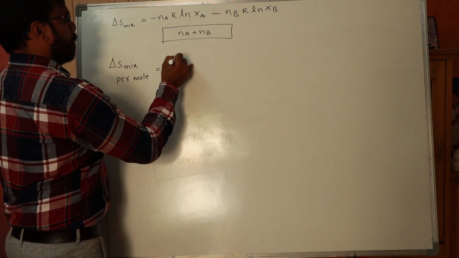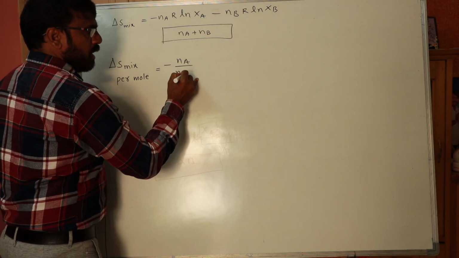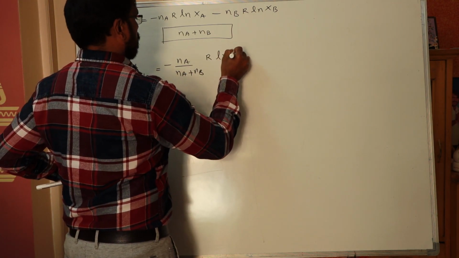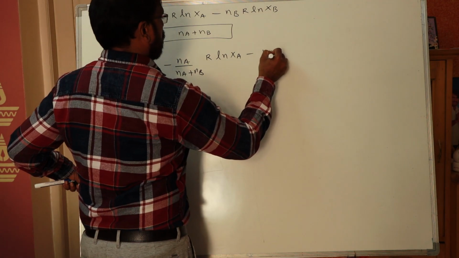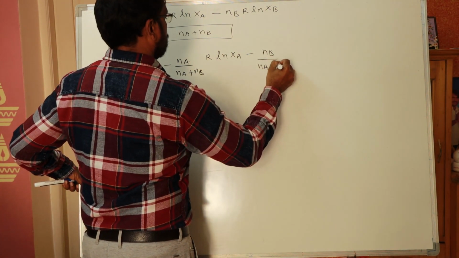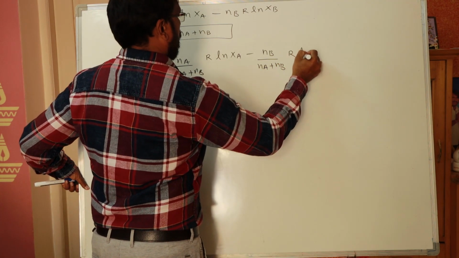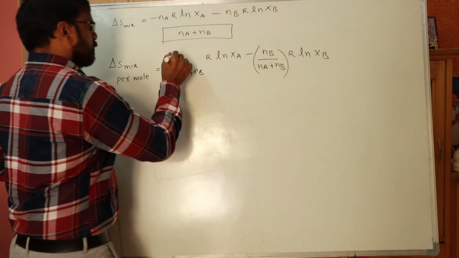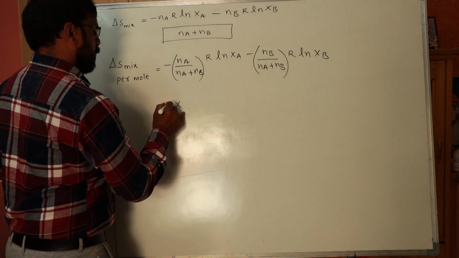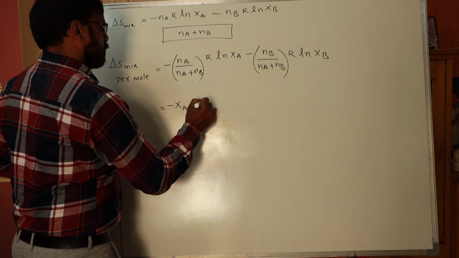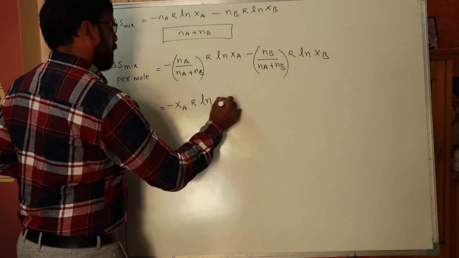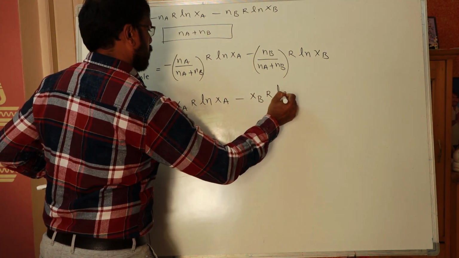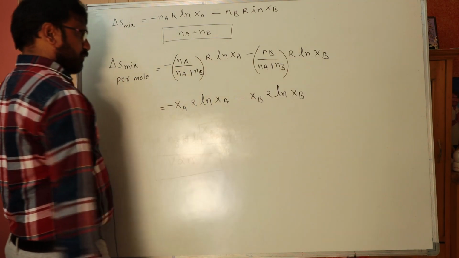is equal to minus Na by Na plus Nb times natural logarithm Xa, minus Nb by Na plus Nb times natural logarithm ln Xb. Okay, here in this place we can substitute Xa, so we can write minus Xa R ln Xa minus Xb R ln Xb.